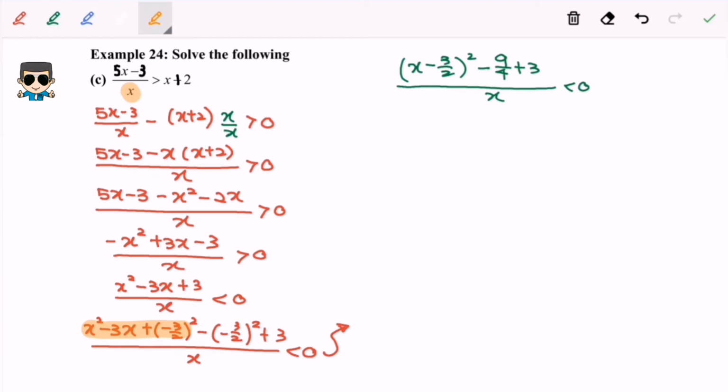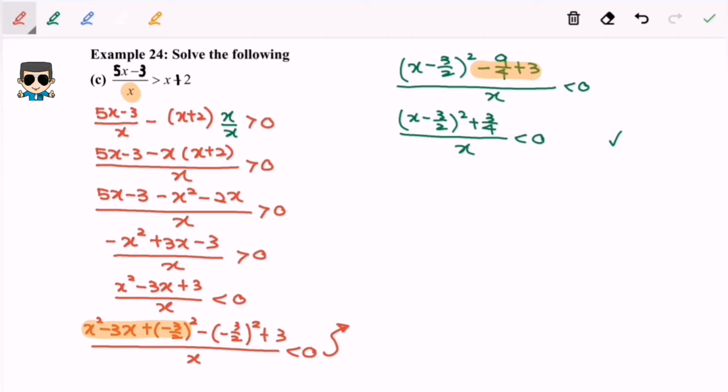So now I'm going to simplify this part. And we will have (x minus 3 over 2) squared, negative 9 over 4 plus 3, and we will have positive 3 over 4, over x less than 0. So this would be the simplest form.